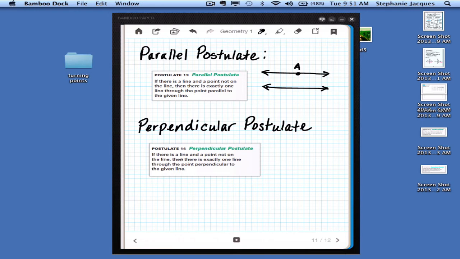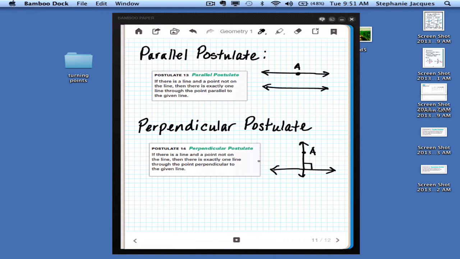And this states if there is a line and a point not on the line, so let's make our line, do our little line, and then we have our point up here, and we'll call it point A again. Then there's exactly one line through the point perpendicular to the given line. So we can just draw a line straight through, and it needs to go at a 90-degree angle in order to be perpendicular. So we draw our little box to indicate 90 degrees.